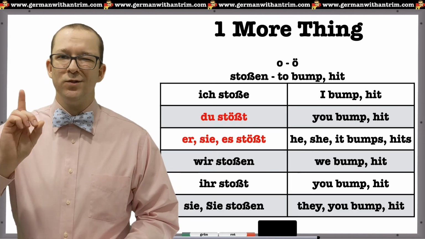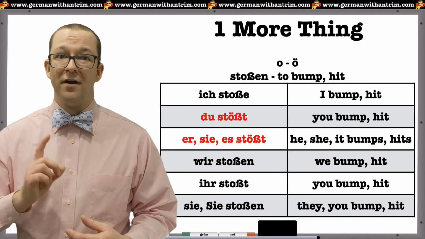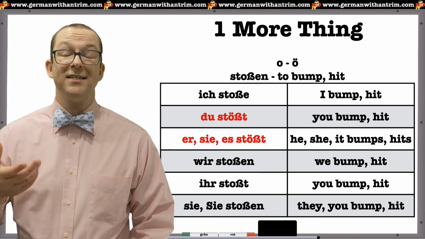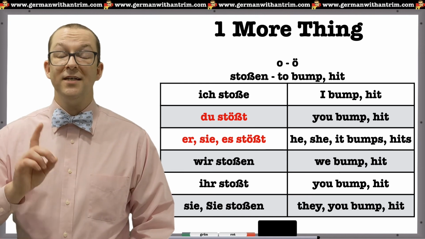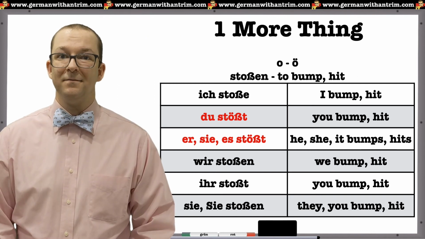Technically speaking, there is one more category of stem-changing verb, but it only happens with one verb, so I would simply classify it as an irregular verb that has to be learned on its own. That verb is stoßen, which requires an umlaut for the du and er forms. Here are a few examples of it.